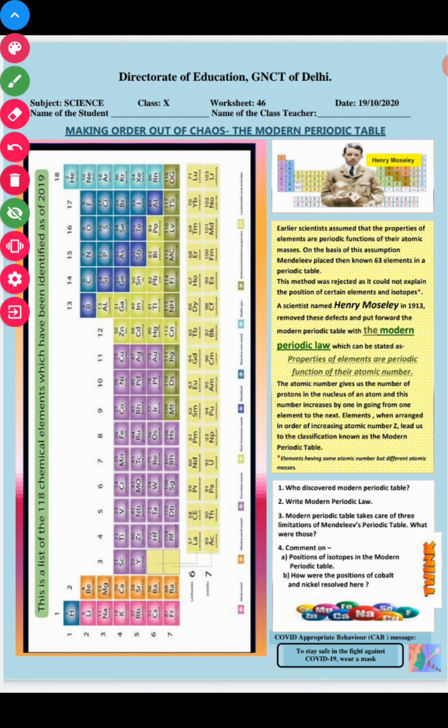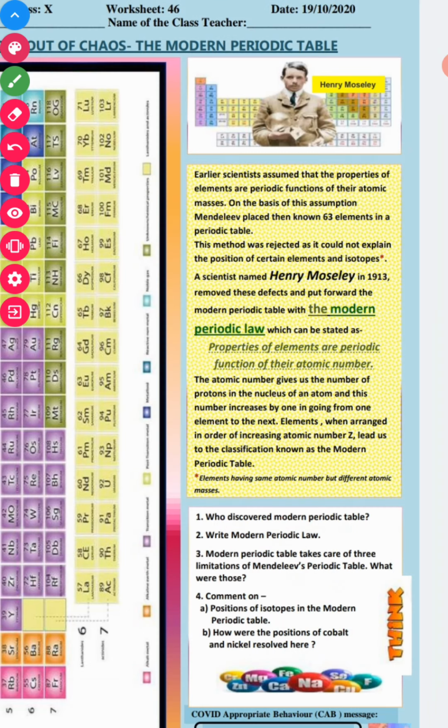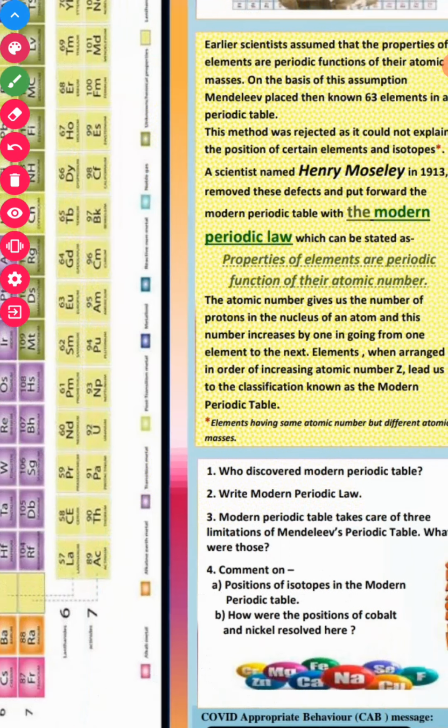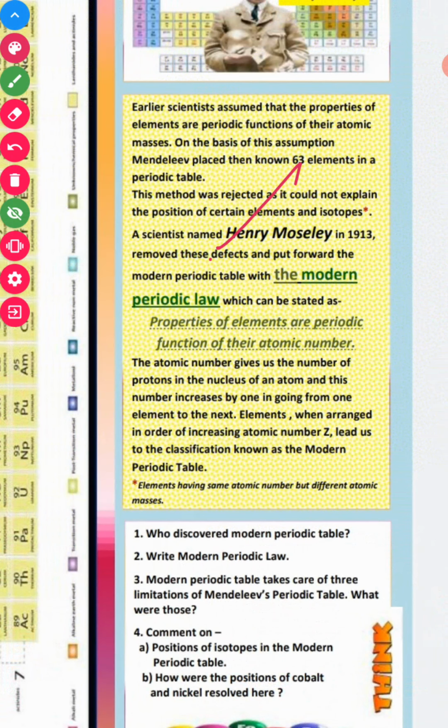Okay, so let's do our practice exercise. First, who discovered the modern periodic table? The simple answer is Henry Moseley. Second, write the modern periodic law. The properties of the elements are the periodic function of their atomic number.